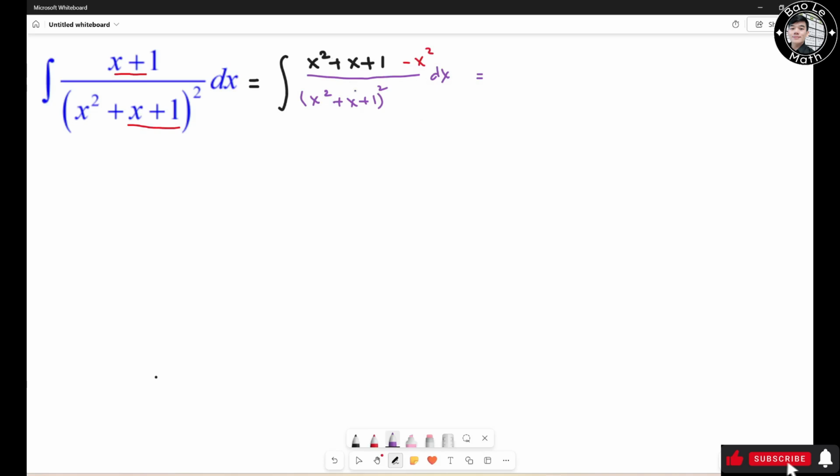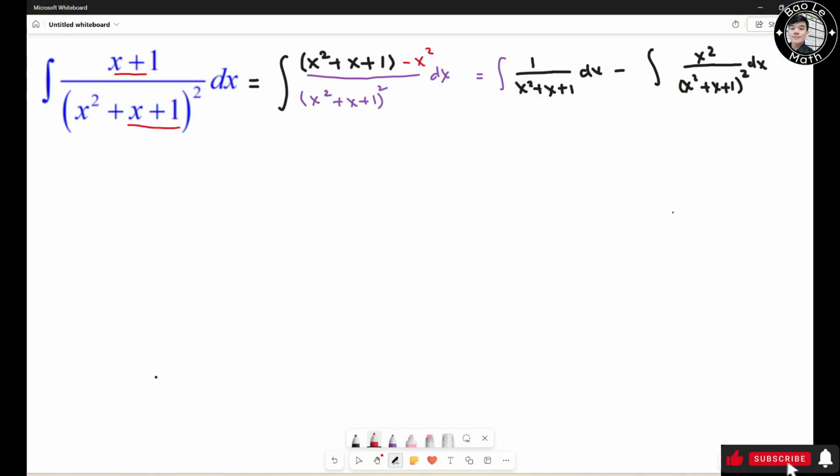Now I can split this fraction into two fractions. So it turns out to be 1 over (s² + s + 1) ds, minus the integral of s² over (s² + s + 1) all squared ds. Now for this first one, we need to turn the denominator into a complete square.